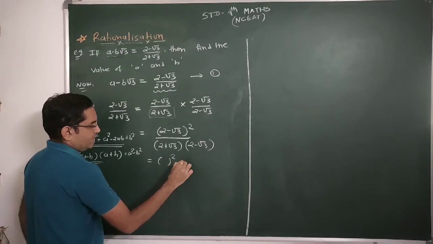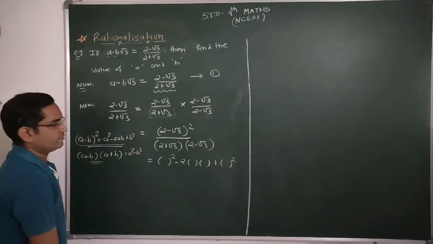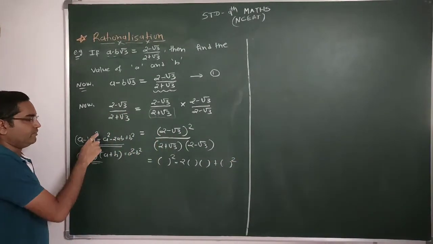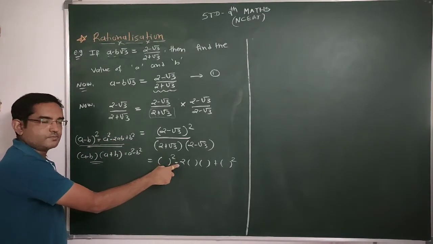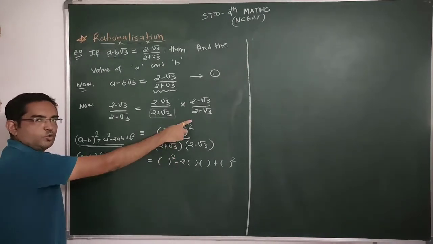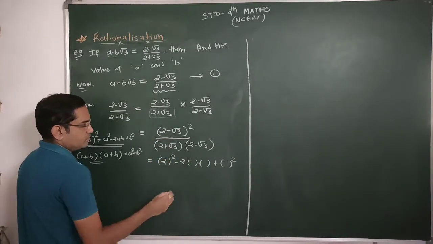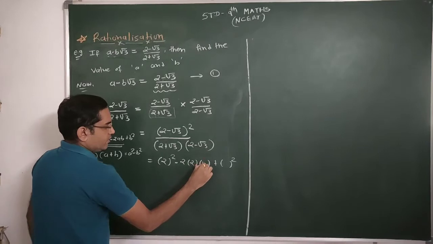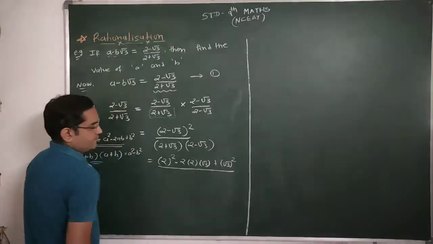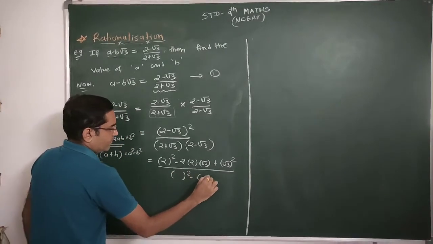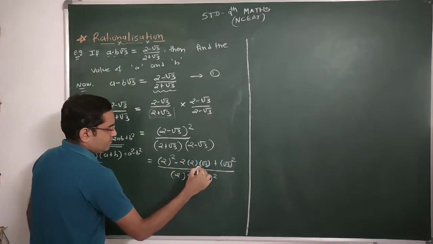So here, a minus b whole square is first term square minus 2 into first into second term plus second term square. So it's a square minus 2ab plus b square. The first term is 2, so it's 2 square minus 2 into first term into second term plus second term square, whole divided by first term square minus second term square. Here the first term is 2 and the second term is root 3.